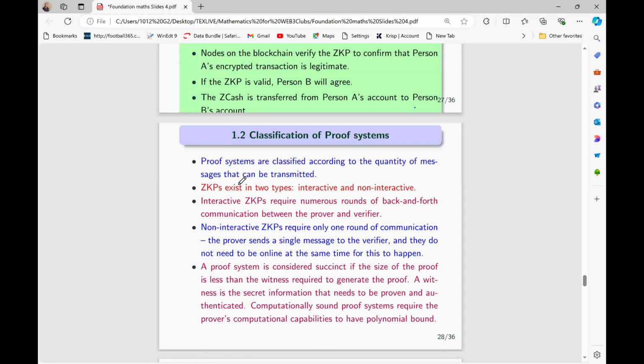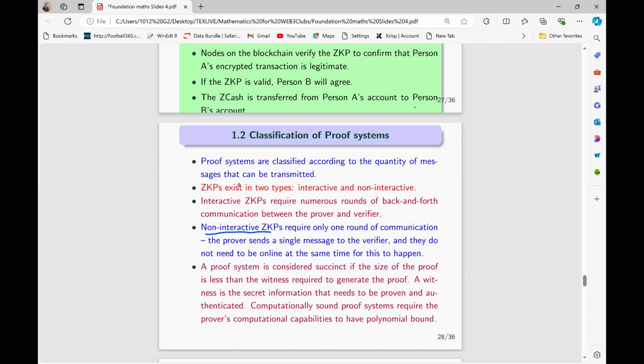The best zero knowledge proofs for blockchain are what we call the non-interactive zero knowledge proofs. These require one round of communication. The prover sends a single message to the verifier, and they do not need to be online at the same time for this to happen. That is the advantage. You don't need to be online at the same time for this kind of proving to happen.